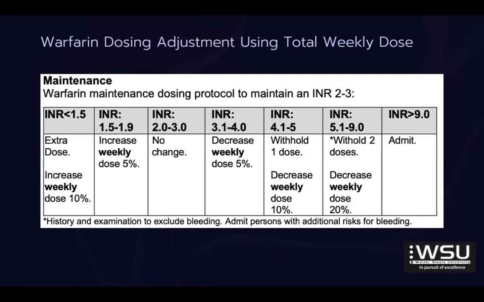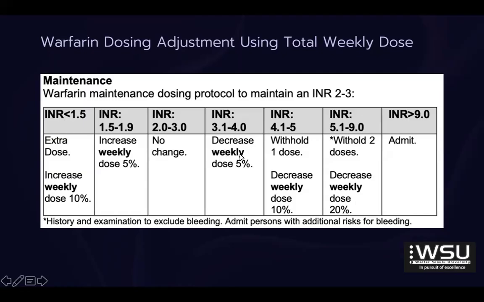So you'll see here that this is now for when you're monitoring your warfarin for a patient who's already been initiated, has already been stable on warfarin, and now they've come back for a routine INR check. And you can see there if the INR is, for example, less than 1.5, you can increase that weekly dose by 10%. If it's between 1.5 and 1.9, increase the weekly dose by 5%, and between 2 and 3, you don't need to worry very much.